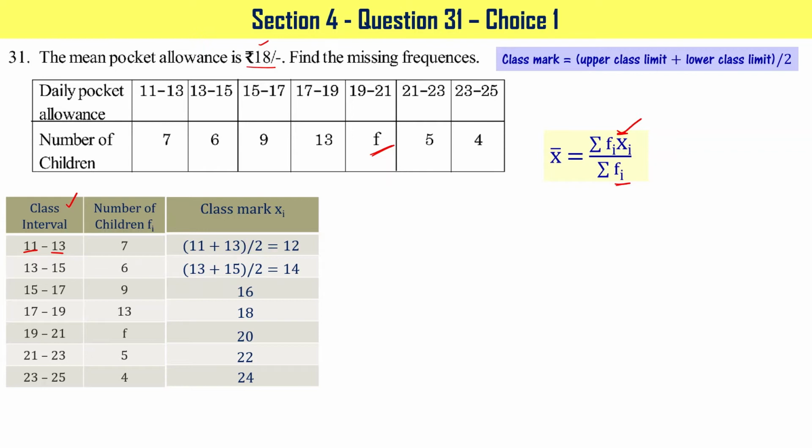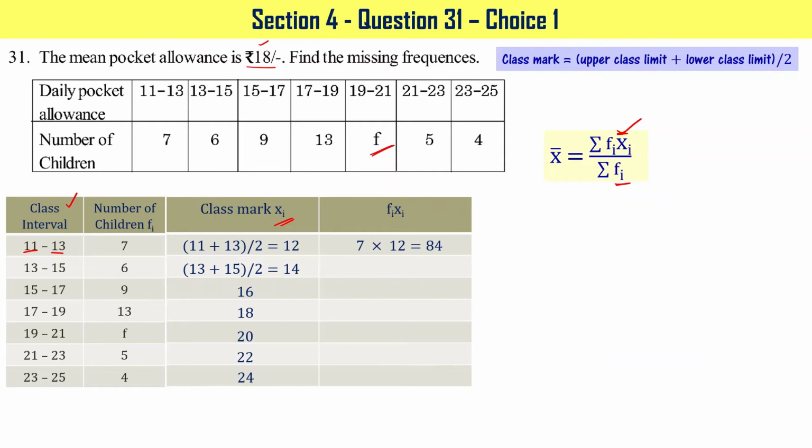Now we know Fi, we know Xi, right? So we can now find Fi Xi such that we can get sigma Fi Xi. Let's do that now. Fi Xi is going to be 7 times 12 for the first class, that is equal to 84. For the next class, it is 6 times 14, that is also equal to 84. For the next class, it is 9 times 16. For the next one, 13 times 18.